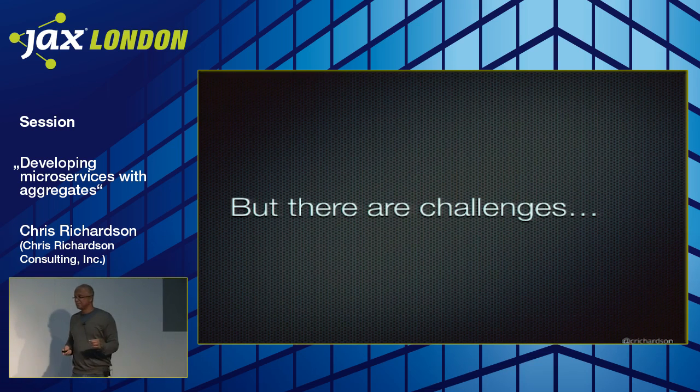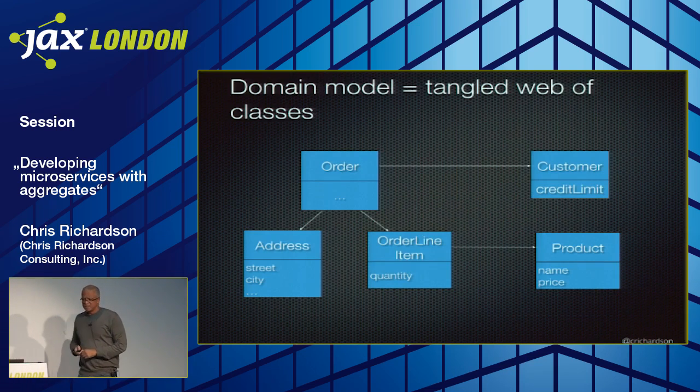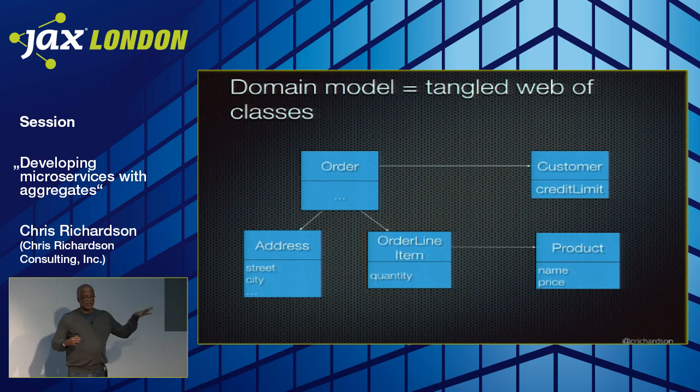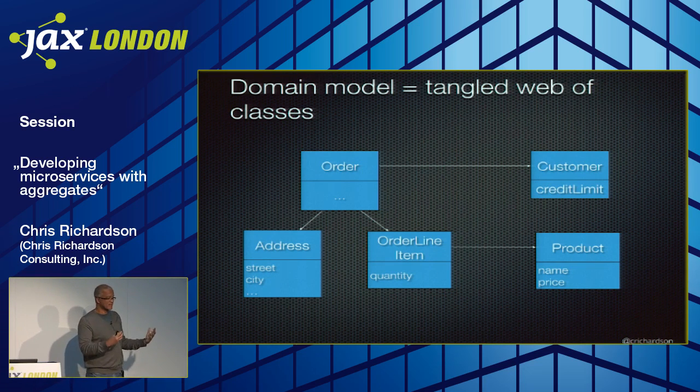But there are problems. Basically, you want to break things up, but the building blocks of our applications don't want to be broken up. Namely, a domain model is a tangled web of classes. An order has a reference to a customer. An order line item has a reference to a product. That's just standard object-oriented design.